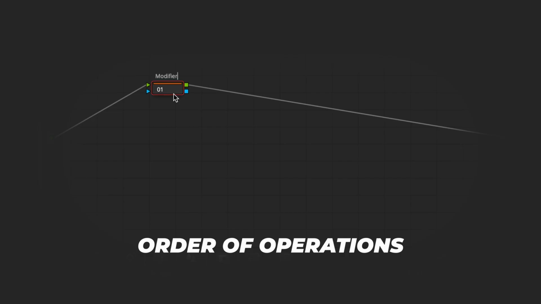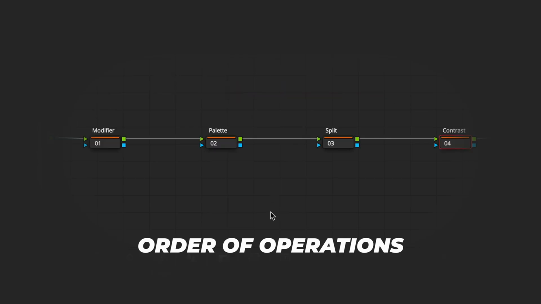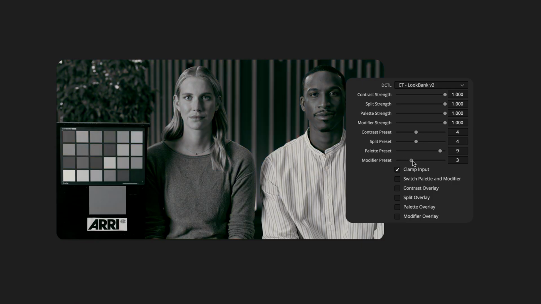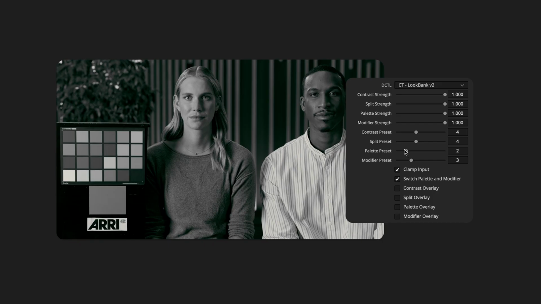By default, Modifier runs first, followed by Palette, which usually works best since palette adjustments need some color information to function. The problem comes when you're creating a desaturated or monochrome look. If the Modifier preset reduces the saturation, the Palette preset no longer has anything to work with. In that case, enabling this switch runs Palette first, allowing it to influence the colours before the desaturation kicks in. This keeps the palette adjustment effective, even during low saturation looks.